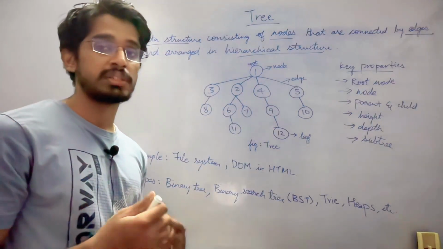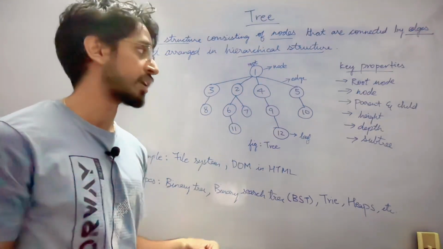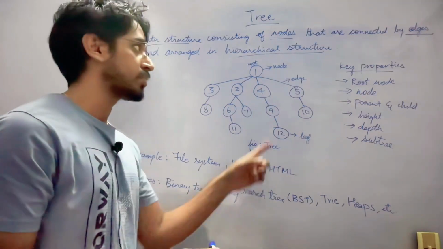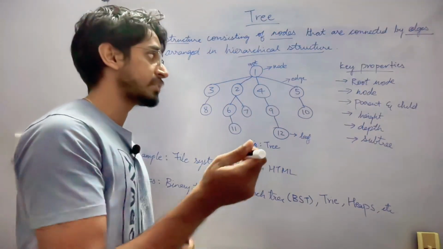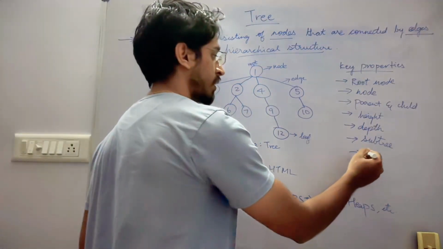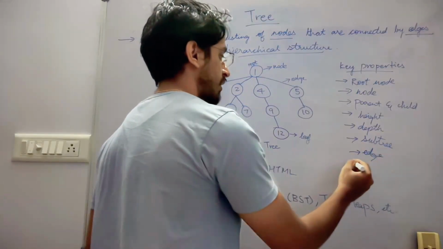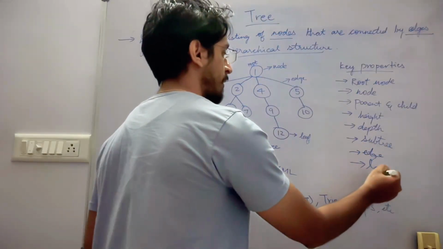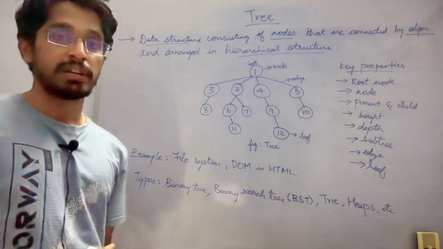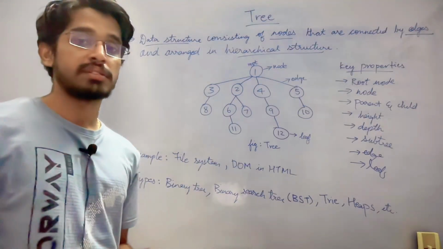All right, so these are the key properties, and as I told, what is the subtree, and also there are other terminologies as well. One is the edge and then the leaf. If you'd like to take a screenshot, you can just take it. And this is all about a tree.